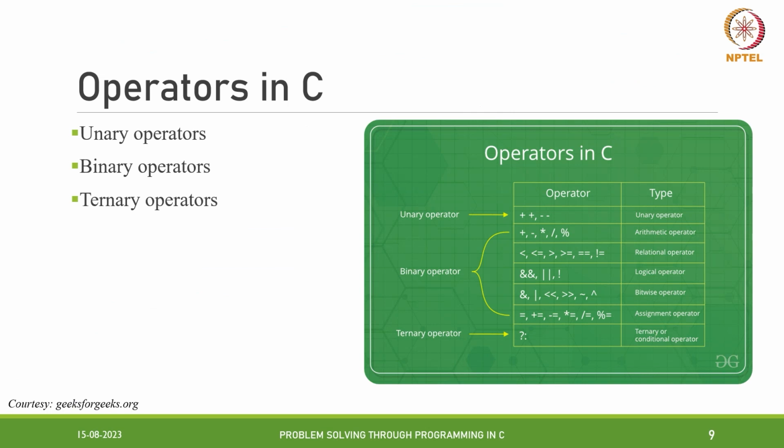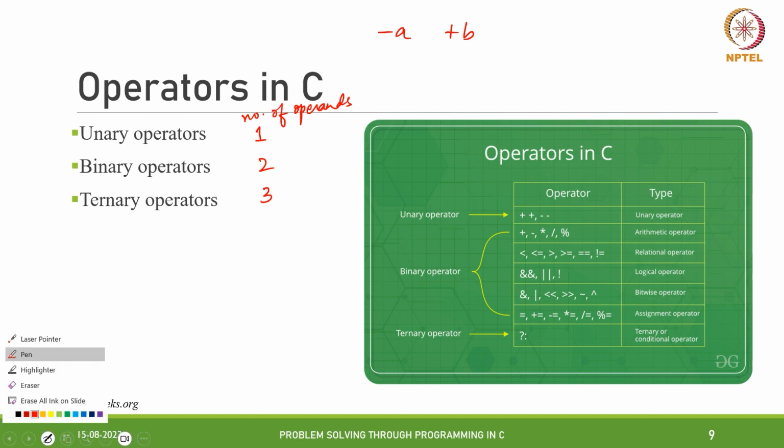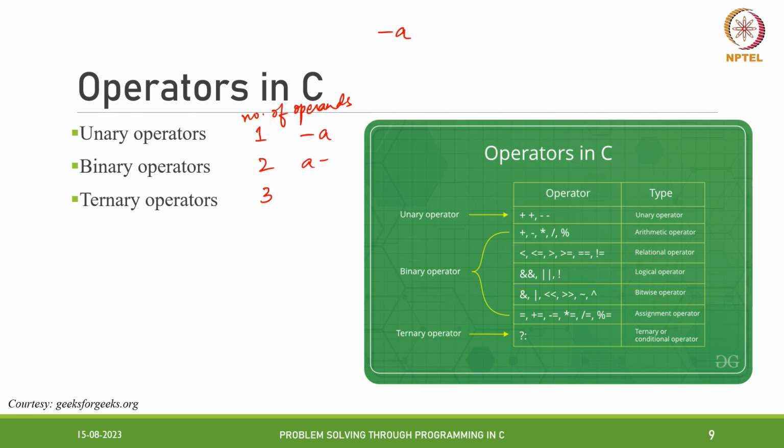Alright, now there is a different kind of classification of operators: unary operators, binary operators, and ternary operators, depending on the number of operands. The number of operands in a unary operator is 1, in binary is 2, and in ternary is 3. Now unary operations you already know, minus a, plus b. You don't need to really write the plus in the b part. So minus a is a unary operation, and a binary operation would be a plus b.